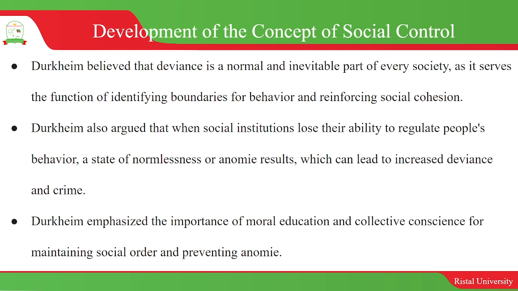So he says that if we have social institutions that are broken down, families breaking down, religious institutions breaking down, educational institutions breaking down, it means it is going to be very hard to control people.